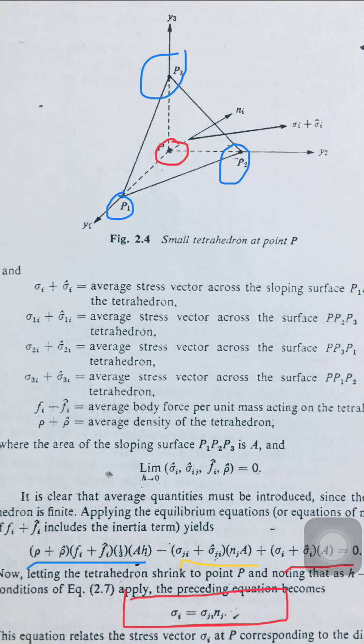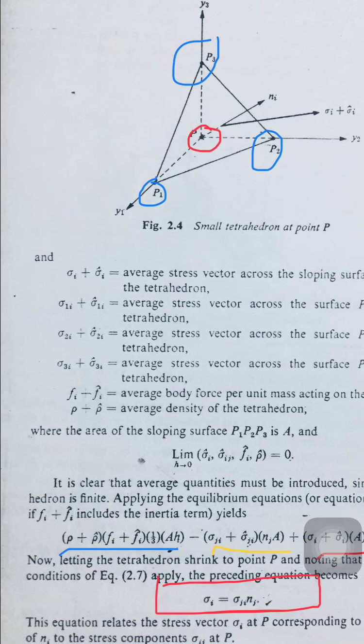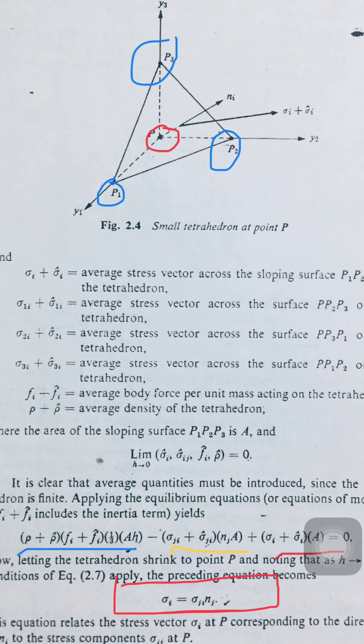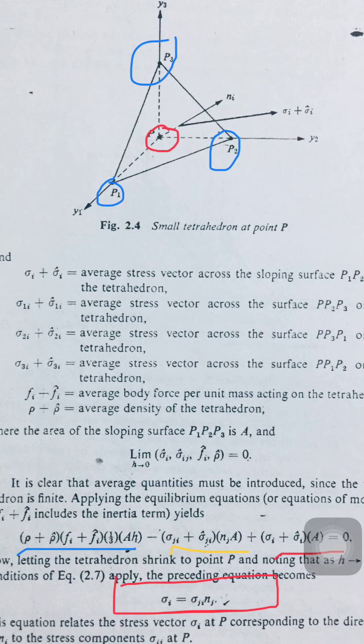Okay, so again we define the sloping faces. Sigma i plus sigma i cap is nothing but the average stress vector across the sloping surface P1, P2, P3 on the tetrahedron. Sigma 1i and sigma 1i cap, similarly sigma 2i and sigma 2i cap, and similarly sigma 3i and sigma 3i cap.